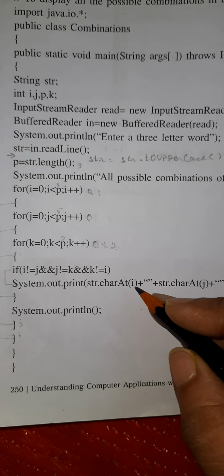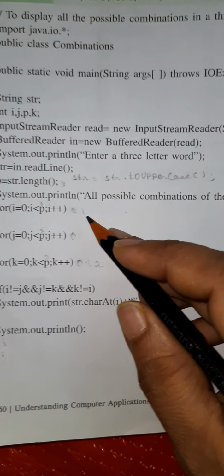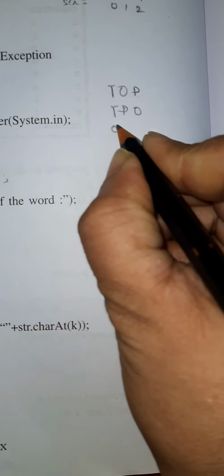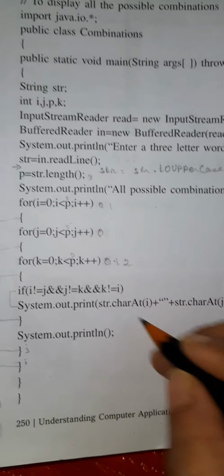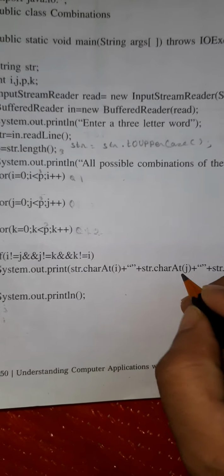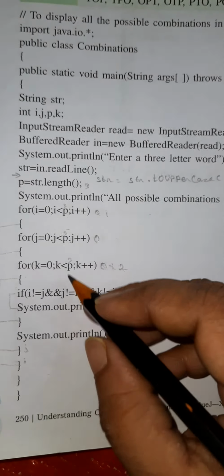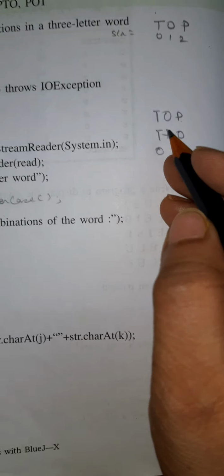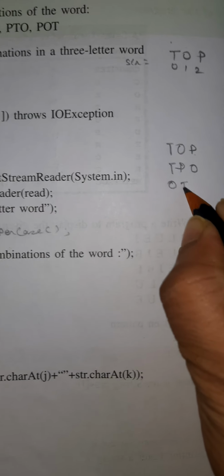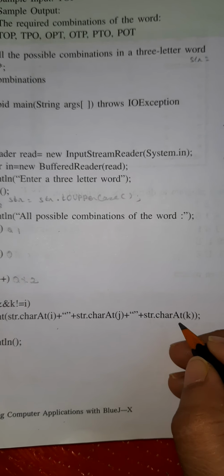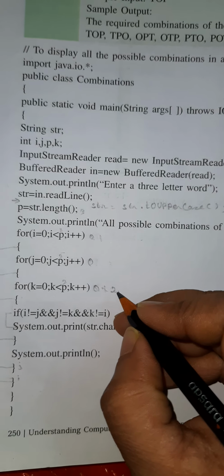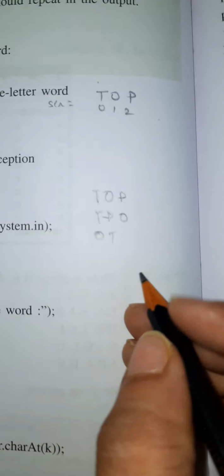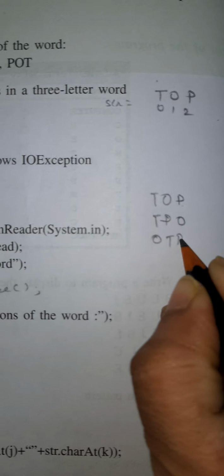So the character at I. I is what? 1. So in the 1 position, what is there? O. So it will type O. Then the character at J is 0. So in the 0 position T is there, so we are typing T. Then the character at K, K is 2, so in the 2 position P is there, so it is typing P.